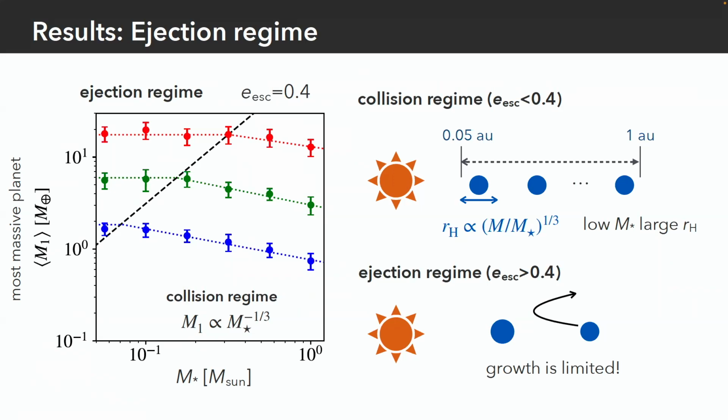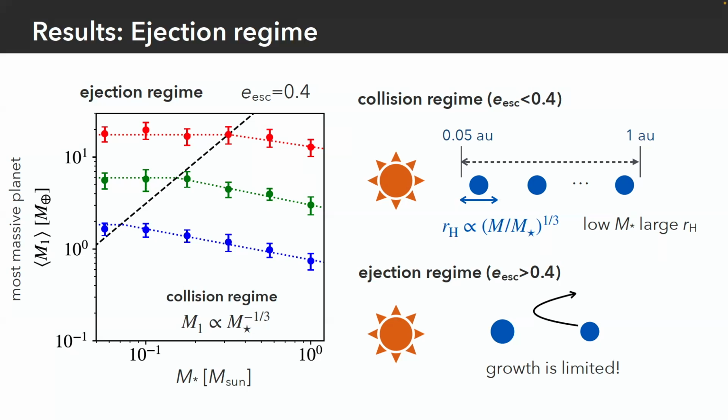This can be interpreted as follows. Initially I put the protoplanets in this range, and as stellar mass decreases, the Hill radius becomes larger, so a protoplanet can interact with more distant ones, and it makes this increasing line. But this trend stops at some stellar mass. This is because ejection limits the growth.